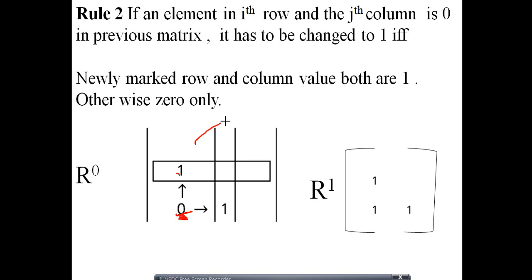Assume we now have to calculate R1 from the R0 matrix. Now calculate this. The ith row has value 1, the jth column has value 1. So both row and column have the value 1, so the new value should be 1 only. This is the second rule. I hope this doubt is cleared. While solving, you'll come to know.